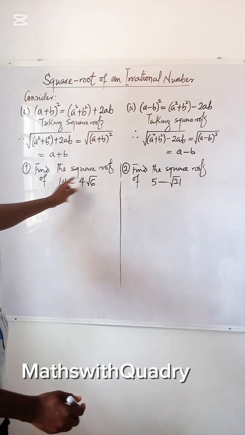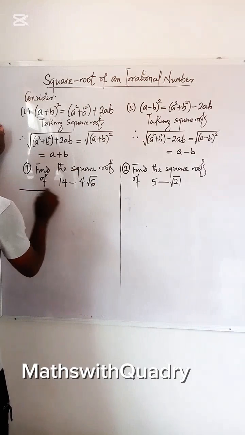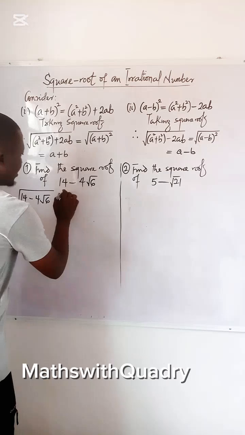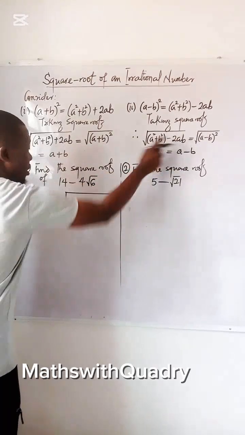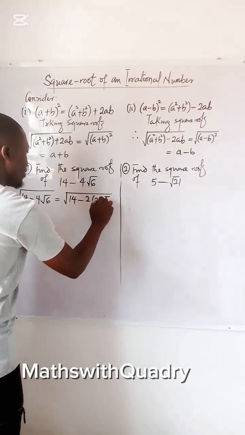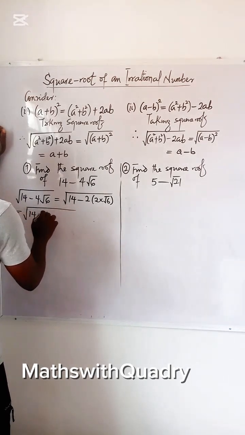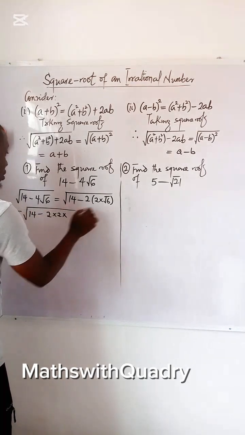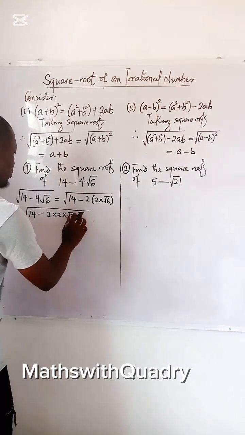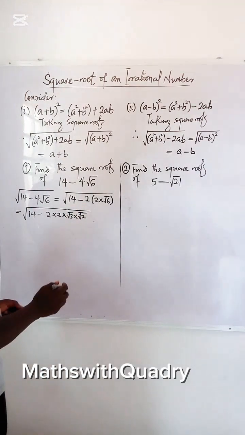Now, how can we find the square root of 14 minus 4 root 6? This is how to do that. Express the square root of 14 minus 4 root 6. You can write this, making sure that this 2 comes out: 14 minus 2 times 2 times root 6. You can move further as 14 minus 2 times 2 times root 6, and root 6 can be written as root 3 times root 2. Look at this now. Yes, now you are there.